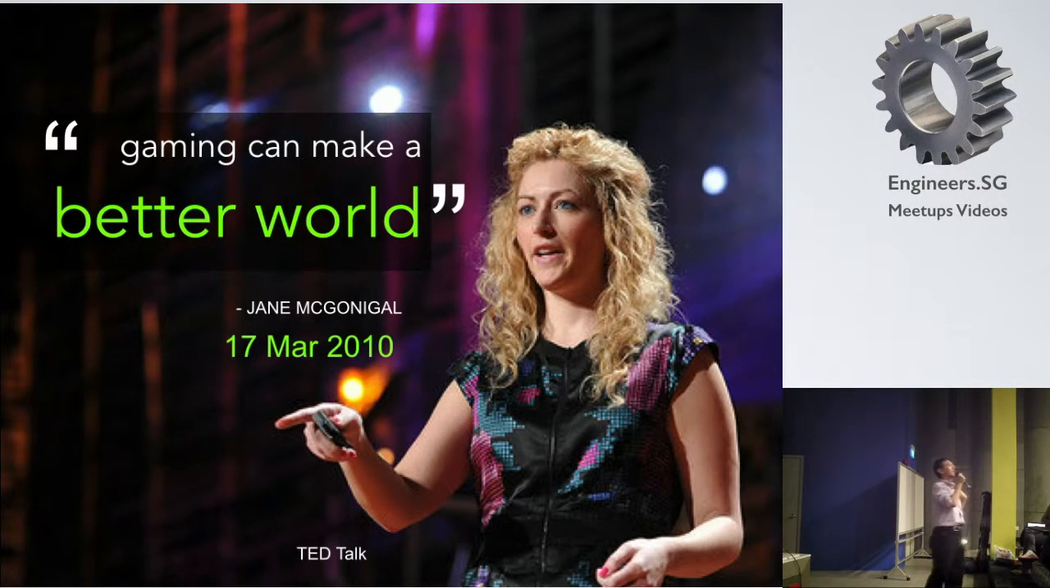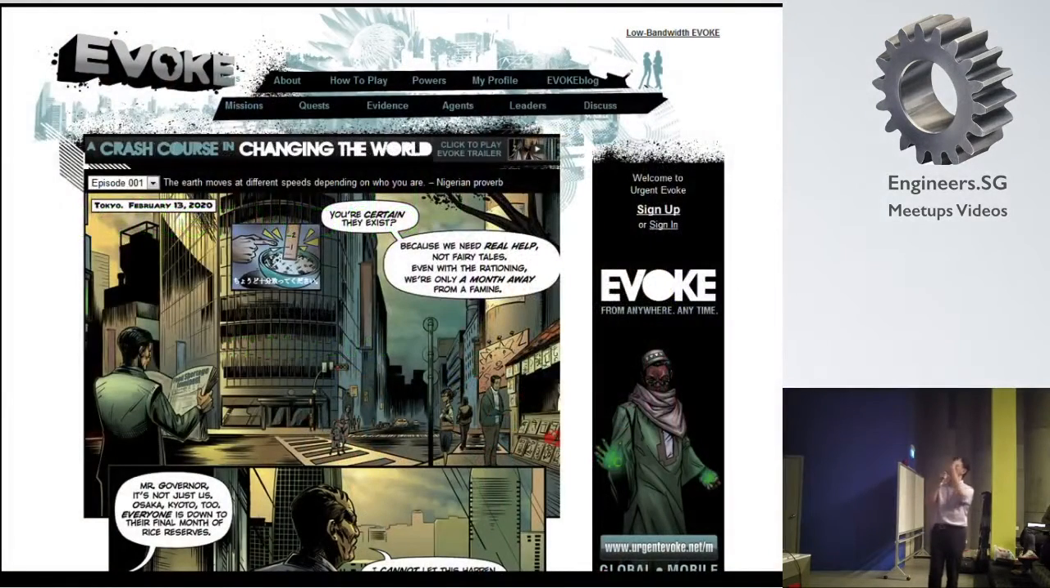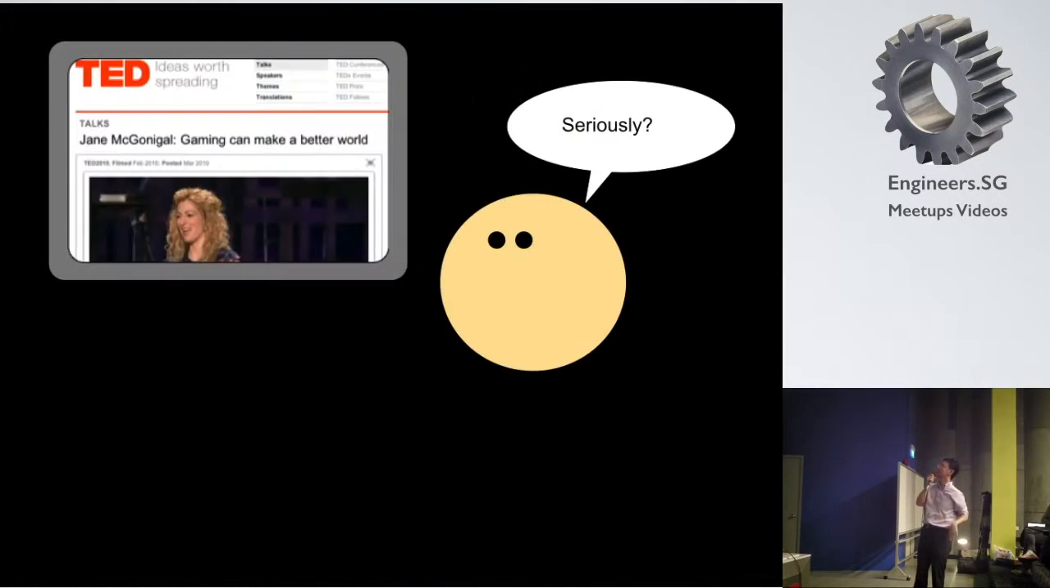A few years ago, in 2010, there was this lady called Jane McGonigal. She's actually a game designer. She gave this TED Talk. How many of you watch TED Talks? The rest of you don't watch TED Talks, you should, because they're cool. This woman was giving a talk about how games can save the world. Basically she built this game called Urgent Evoke, which involved some World Bank thing, and they did some social good, and apparently it worked out. It was kind of cool.